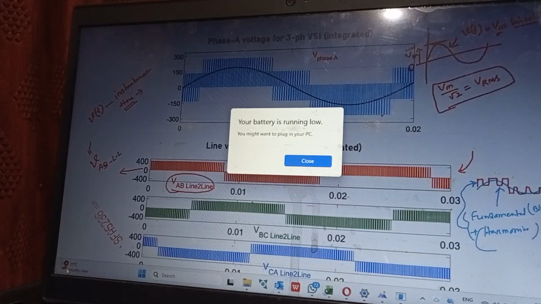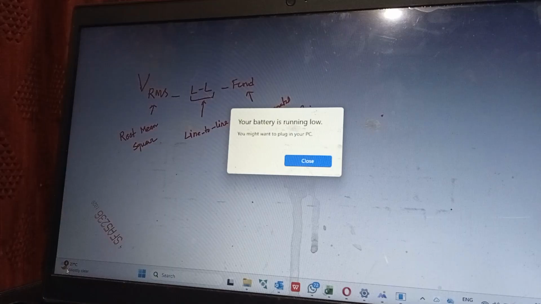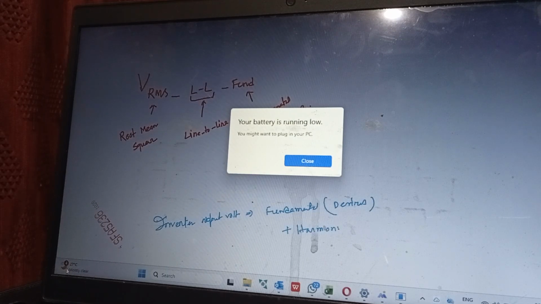So inverter output, it will have fundamental plus harmonics. So let me write down very clearly. Inverter output voltage will have fundamental, which is the desired thing, plus harmonics. So this only fundamental component, that value and its RMS value line to line is given by MA into VDC.